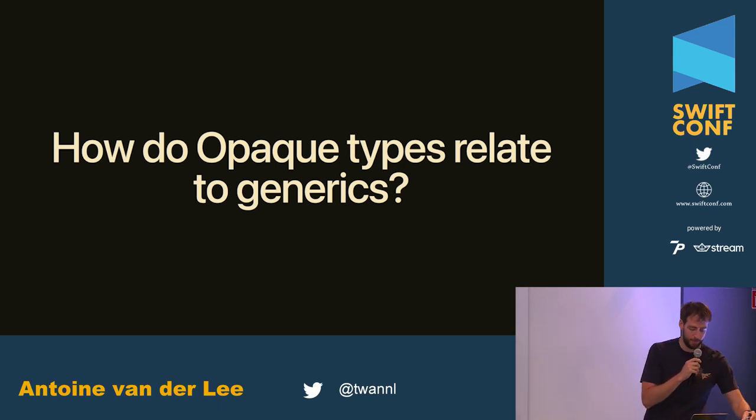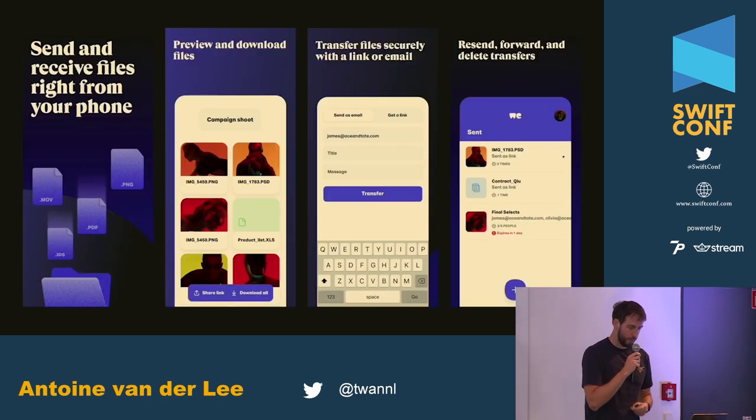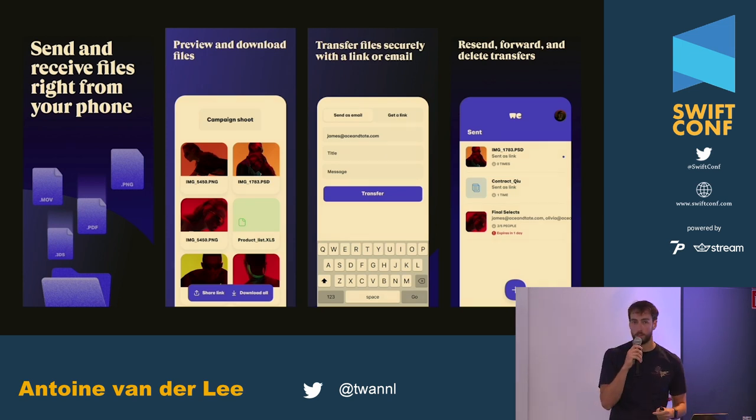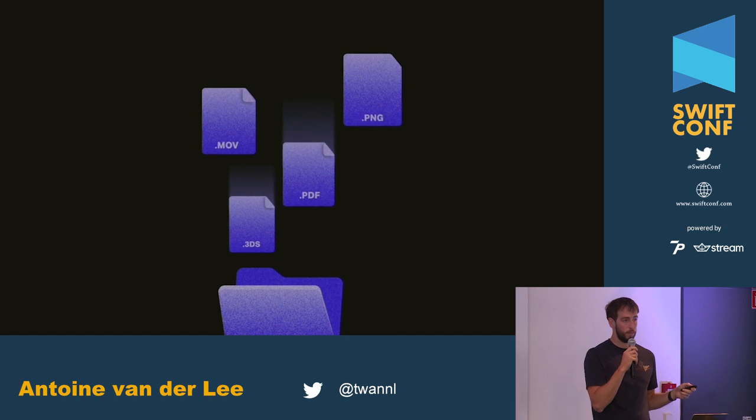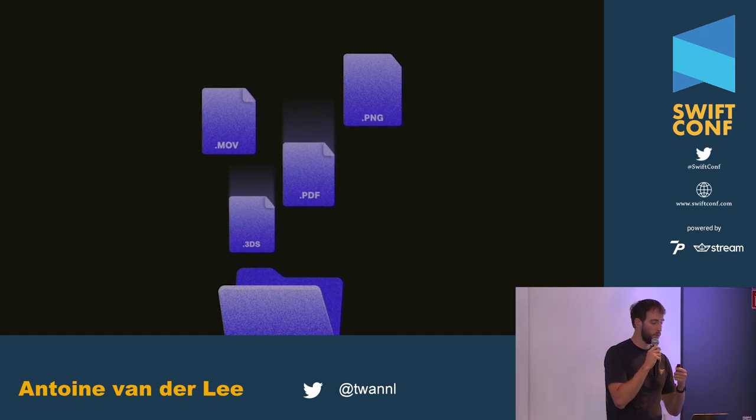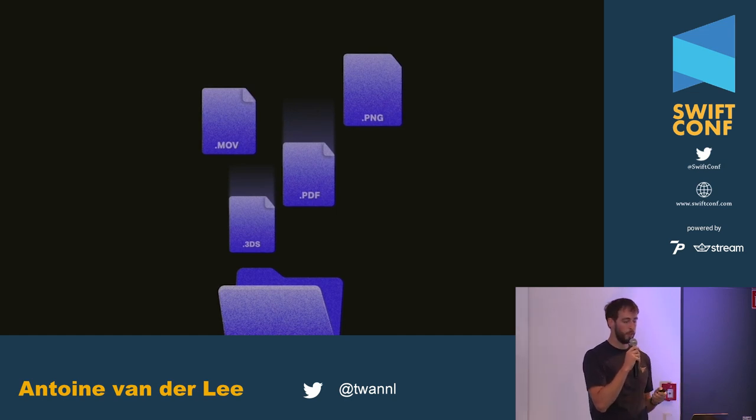So this is WeTransfer. You've seen a few pictures of it before in this talk. We allow you to send files from A to B. Those files are all kinds of content files. It could be movies, PDFs, PNGs. And I want to take you on a journey where you want to create a way to favorite types of content.